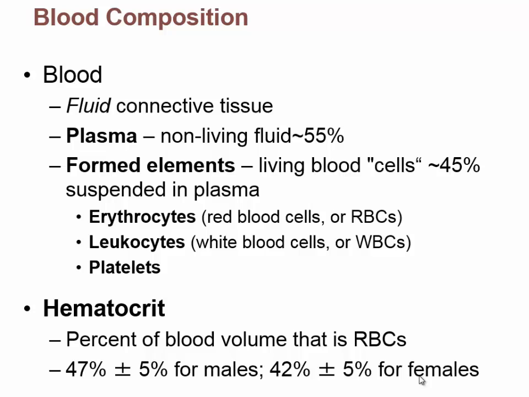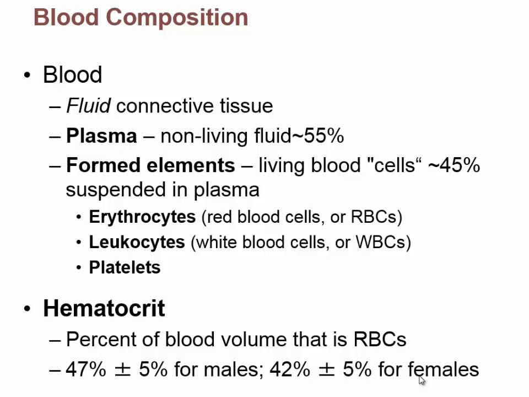Now, when we spin the blood down and we look at this percentage, that 55% plasma, 45% formed elements, it's known as a hematocrit, this percentage difference. Now, which of the blood cells is the predominant blood cell? Red blood cells by far.